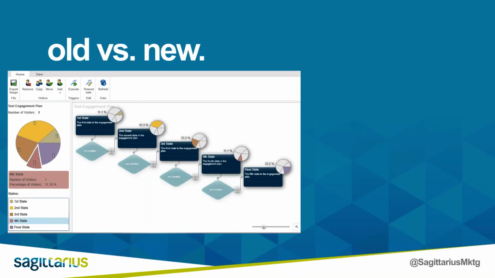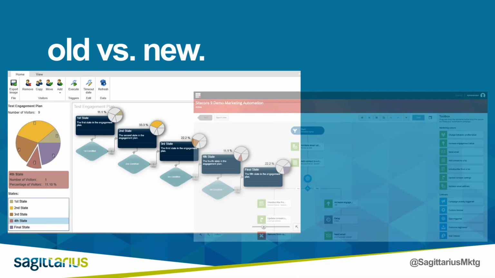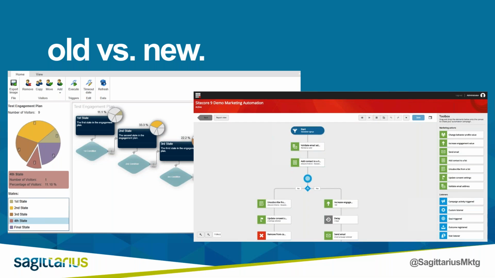So old versus new. For those of you who aren't aware of engagement plans, this is what the engagement plans look like. It's kind of old in terms of its styling, versus marketing automation, which is a brand new feature in Sitecore 9 and replaces the engagement plan functionality. And as you saw on the launchpad, it is its own module, whereas engagement plans did sit within the marketing control panel. That is now not there, and it is replaced with marketing automation.